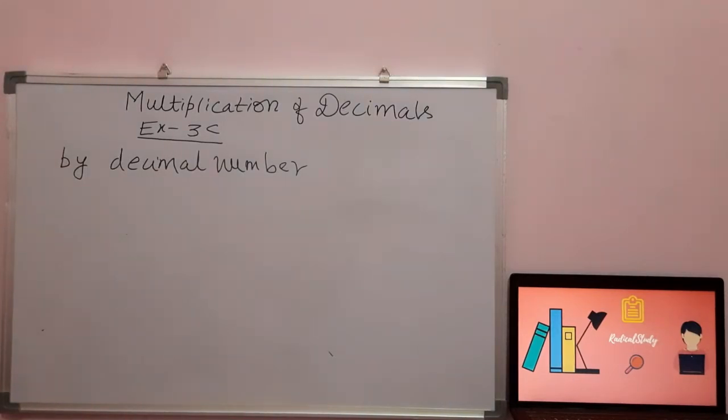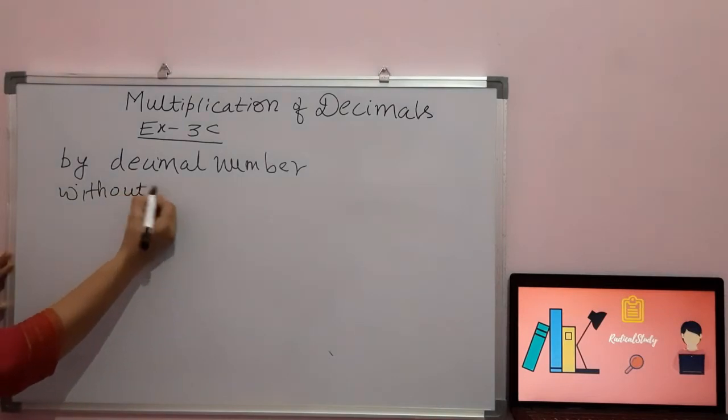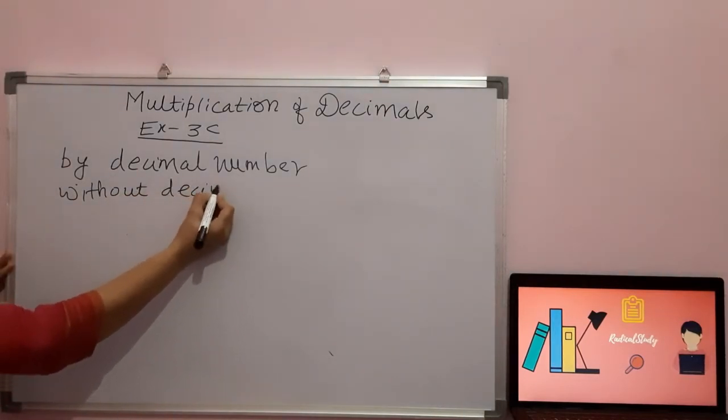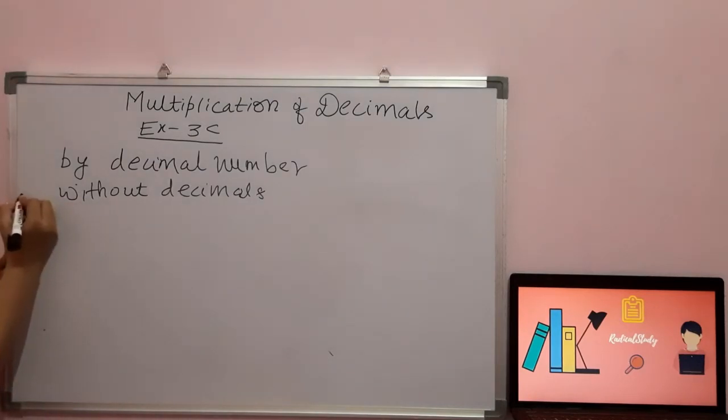OK students, so for that I am going to explain you the first step. So the first step is multiply without decimals. पहले क्या करेंगे आप? Remove the decimal points. Multiply without decimals. Remove the decimal point and multiply without decimal.